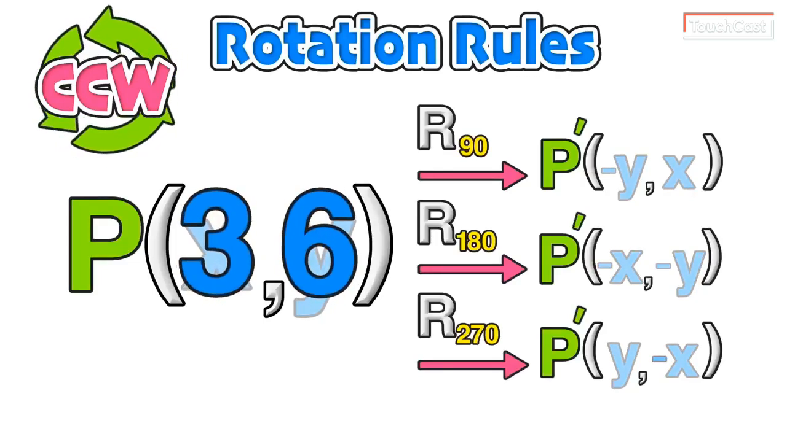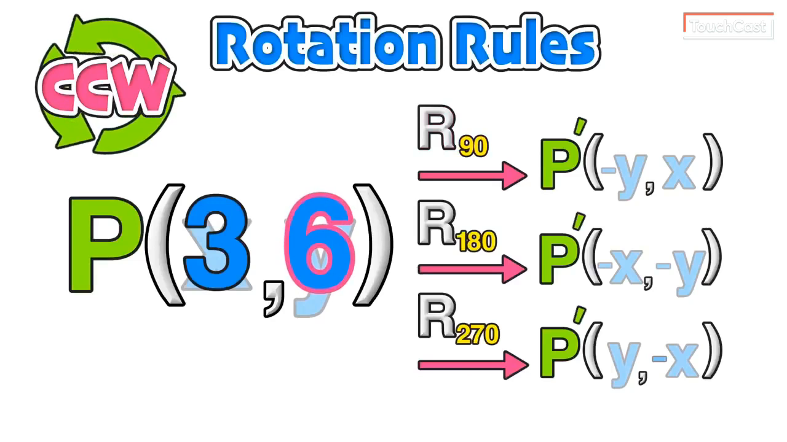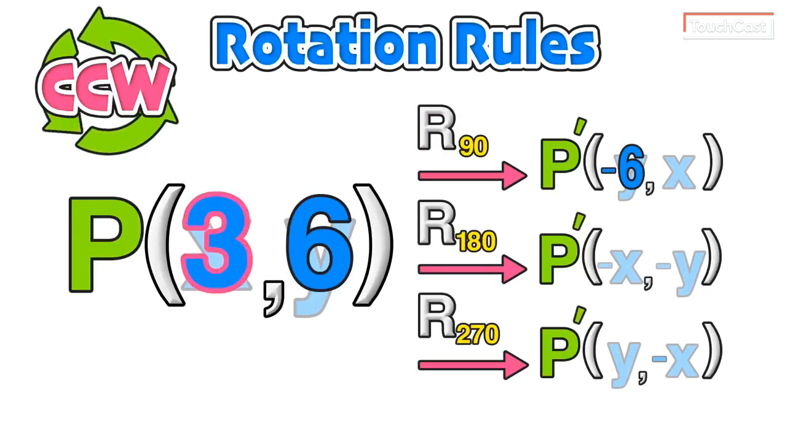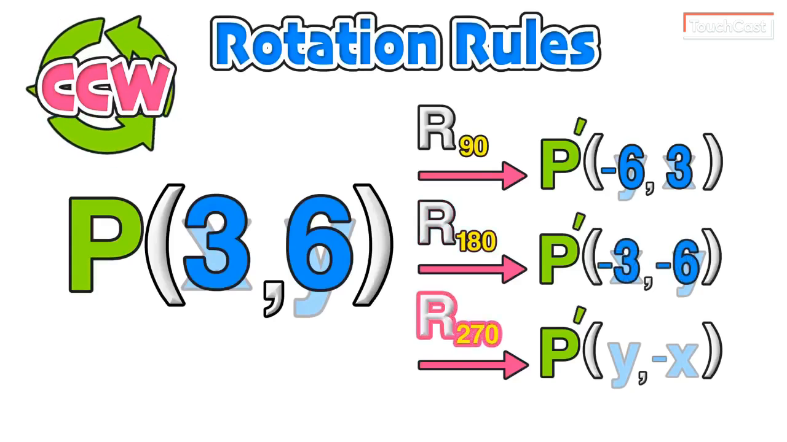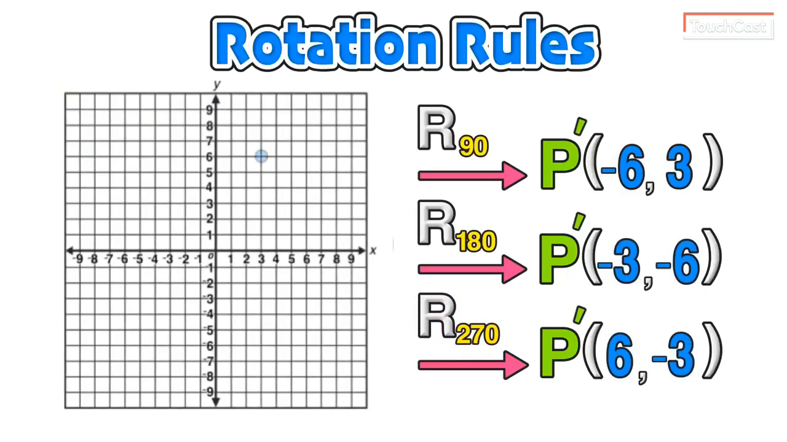If we apply the point 3, 6 from the last example, using these rules we see that for a 90-degree rotation, we would start with the y coordinate negated, so 6 would become negative 6. That's the new x coordinate. And then the y coordinate is the old x coordinate, which stays the same at positive 3. And we can repeat this process for the rotation of 180 and for the rotation of 270. Now, these points should look very familiar as they correspond directly with the points that we found in the last example using the visual method.